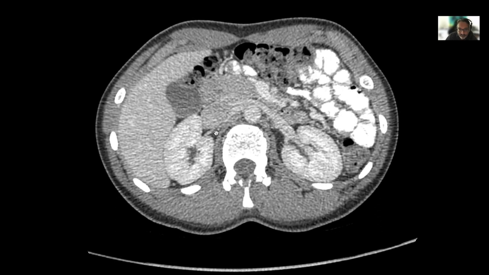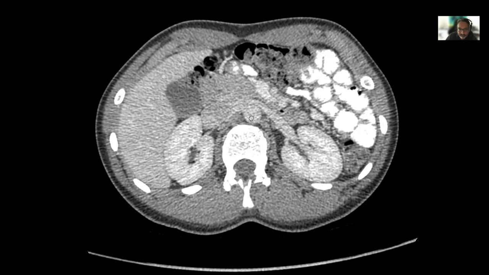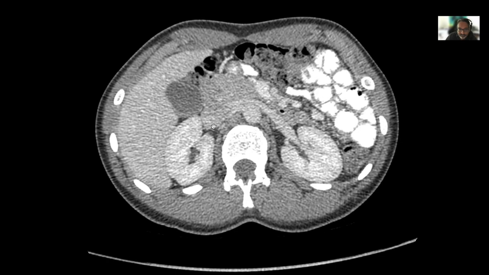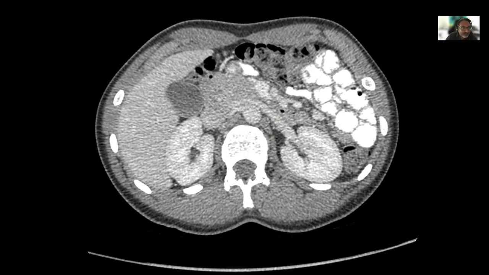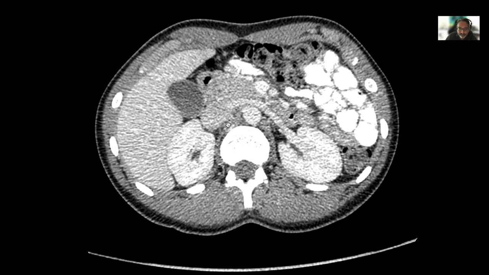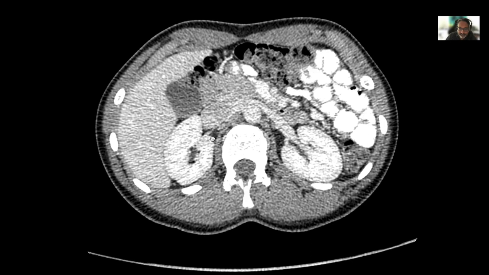Do you see this artery here? Can you sort of see that? It's hard to see. Let me see if I can adjust the contrast. Do you think it's this? That is the renal artery. Yes, that's the renal artery. That's the right renal artery.